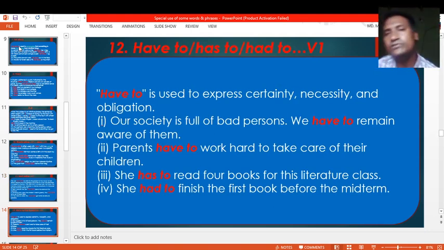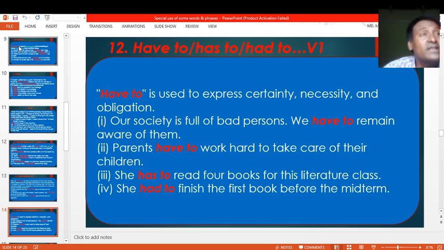Have to, has to, had to, plus the present form of the verb. In the question paper, you will see that only have to is given, but you have to put have to, has to, or had to according to the tense and the number and person. Have to is used to express certainty, necessity, and obligation.